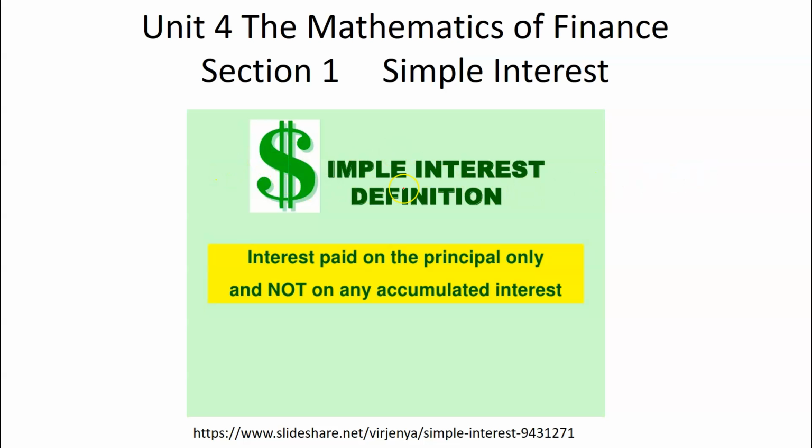So, simple interest, definition, it's interest paid on the principal only, not on an accumulated interest. Now, I realize that if you're in my class, we just finished the exponential growth logarithm unit, and there we talked about compounded interest and continual compounding, which is part of the mathematics of finance. But that's not what this is. This is not on accumulated interest. It's referred to as just simple interest.